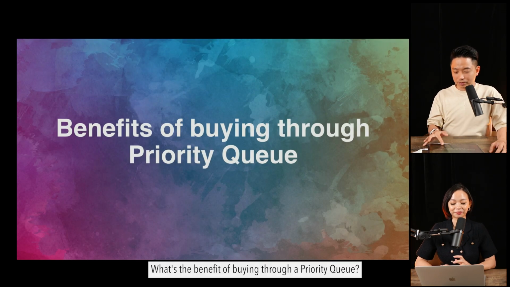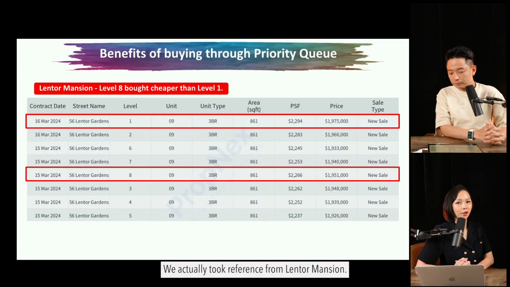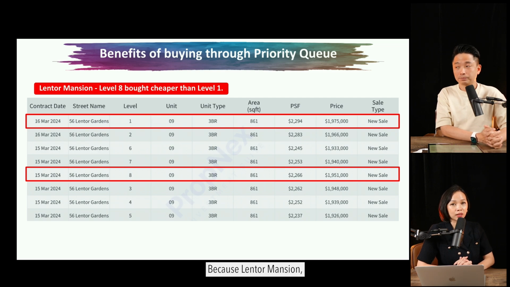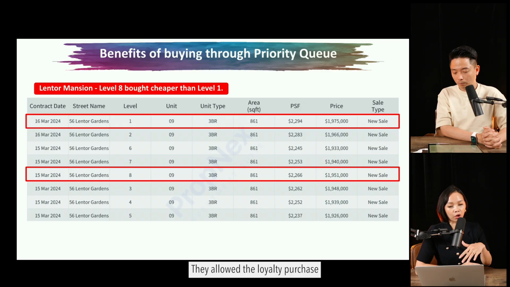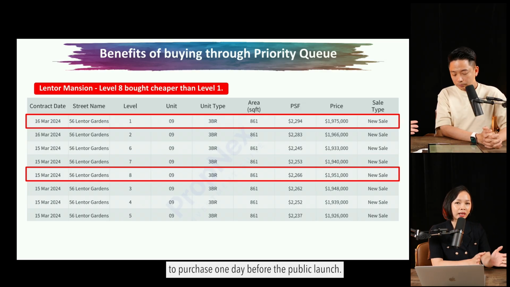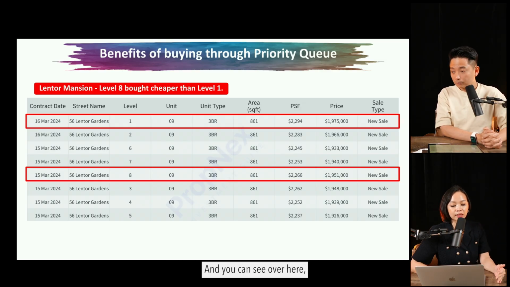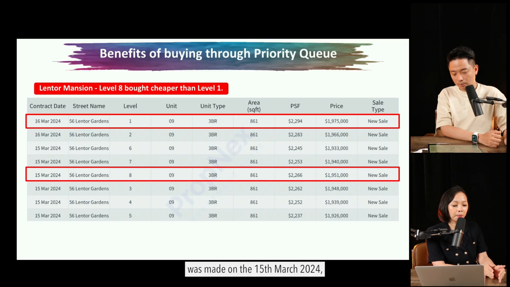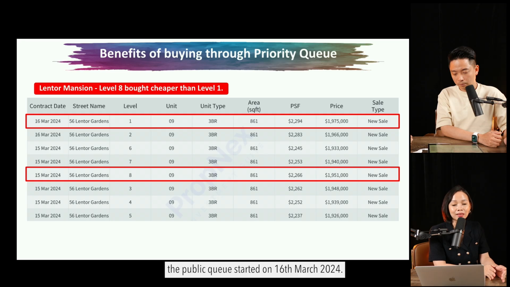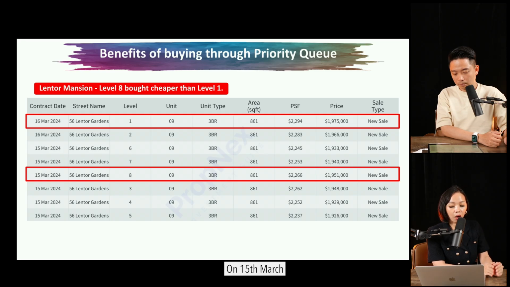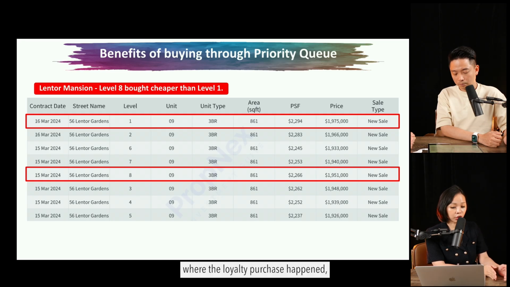What is the benefit of buying through a priority queue? We took reference from Langtor Mansion, because they went through the same procedure. They allowed the loyalty purchase one day before the public launch. You can see the loyalty purchase was made on 15 March 2024, and the public queue started on 16 March 2024. On 15 March, within the same stack, the highest floor was sold for 1.951.